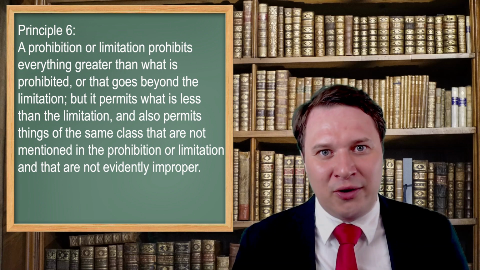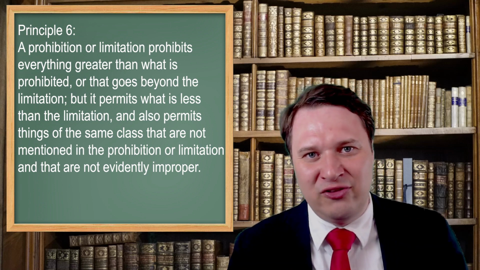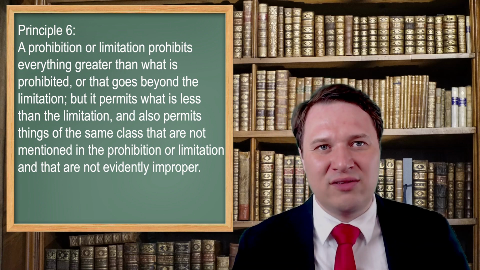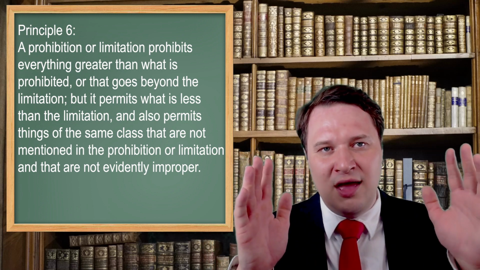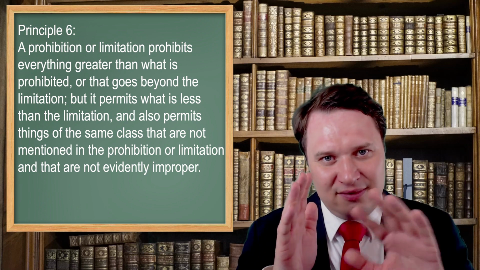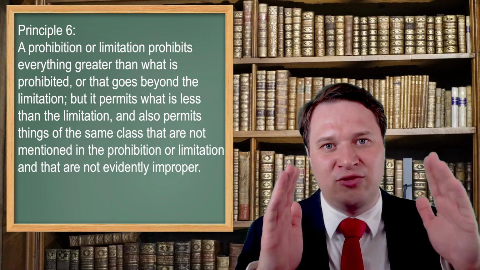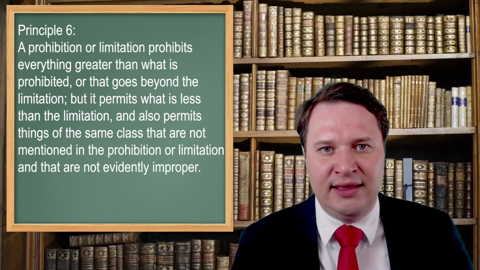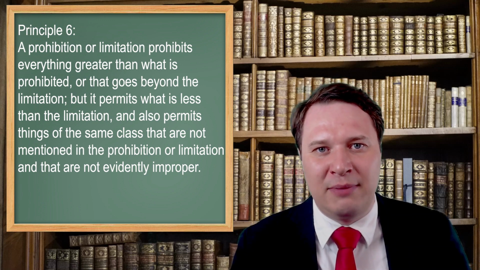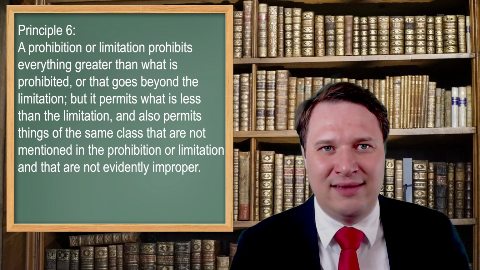All right, that's a lot of words, but it's basically the flip side of the 2 principles we just looked at. What it's saying is that if the bylaws have put a limit or a prohibition on something, you're free to operate within that limit, but you cannot exceed what is prohibited. And you can also do things within the prohibition that are not evidently improper if they're not mentioned in the bylaws. So let's look at an example.